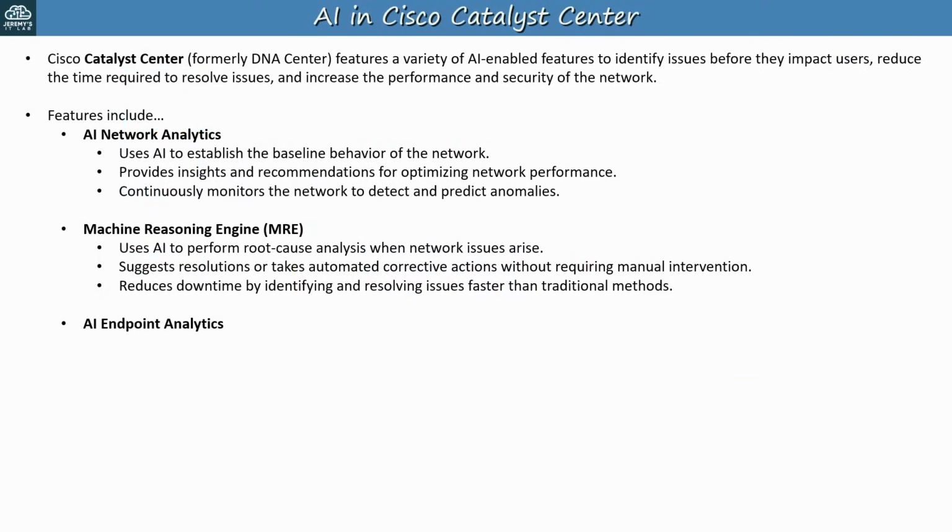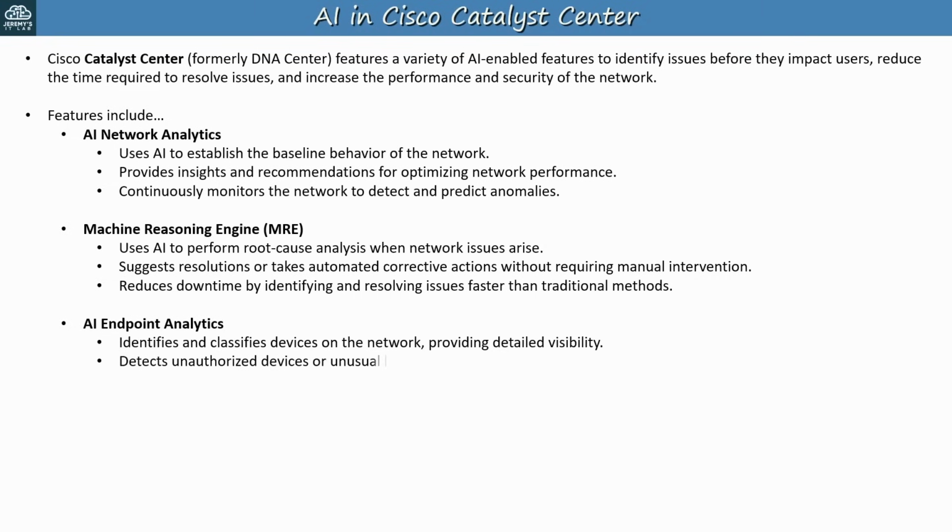Okay, next we have AI Endpoint Analytics. As the name suggests, this focuses on endpoints, the devices connected to the network. AI Endpoint Analytics identifies and classifies devices on the network, providing detailed visibility into those devices and what they're doing on the network. It detects unauthorized devices or unusual behavior, for example, identifying devices engaged in malicious behavior on the network. And it simplifies device onboarding by automating profiling and segmentation. What that means is when a device connects to the network, Catalyst Center can identify what kind of device it is and apply appropriate security policies. This enhances security and also simply reduces workload by automating these tasks.